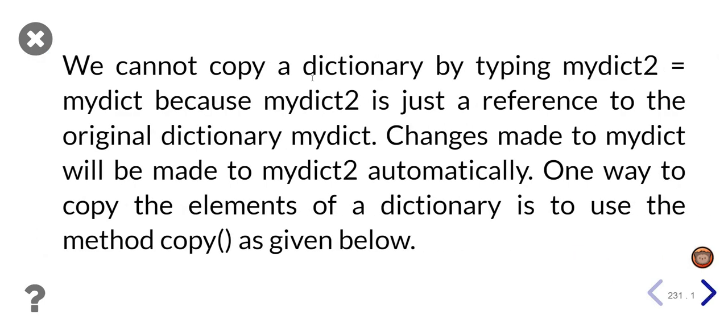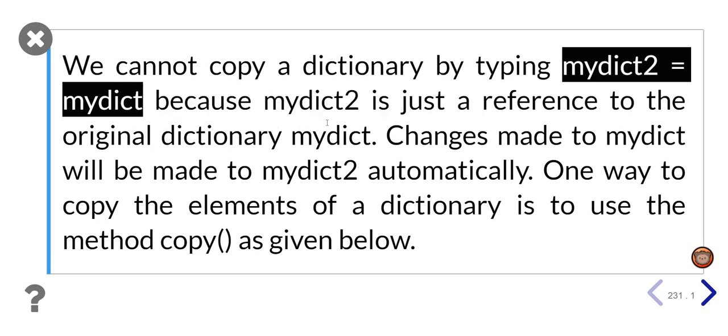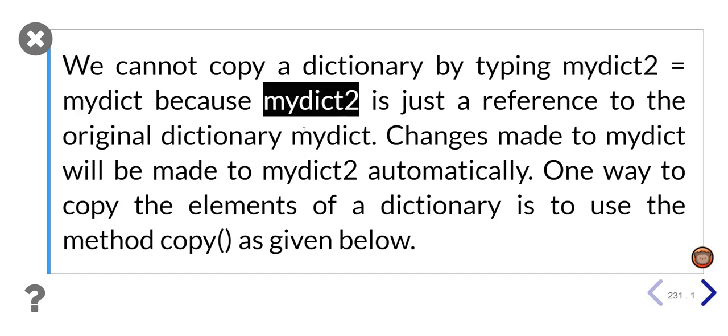So again, we cannot copy a dictionary by just typing my_dictionary2 equals my_dictionary, because my_dictionary2 will be just a reference to the original my_dictionary. What this means is that whatever change you make to my_dictionary automatically applies to my_dictionary2, meaning it is not a separate dictionary, it is just a reference to that particular dictionary. So if you change one, the other one obviously will change.